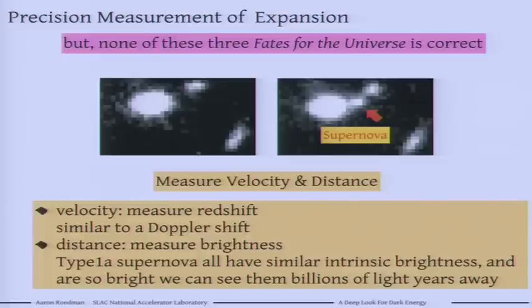Measuring distances is actually not easy when you don't know the intrinsic brightness or the intrinsic size of the thing you're looking at. But a certain kind of supernova gave us a way around that. So-called type 1a supernovas all have the same, well, let's say similar, intrinsic brightness. We know how bright they are were we to be nearby to them. But if they're billions of light years away, we can look at how bright they appear and infer a distance.